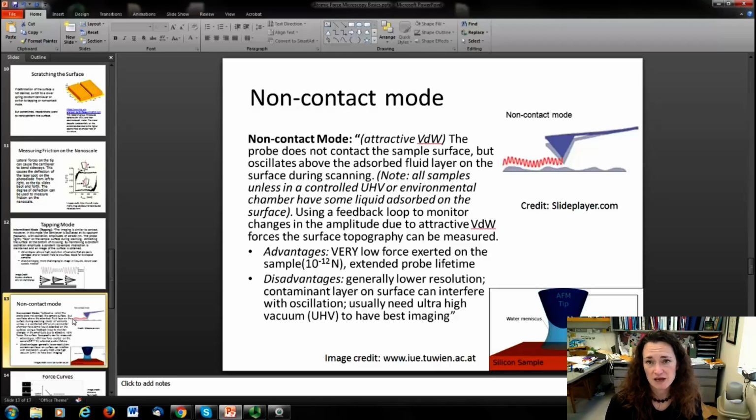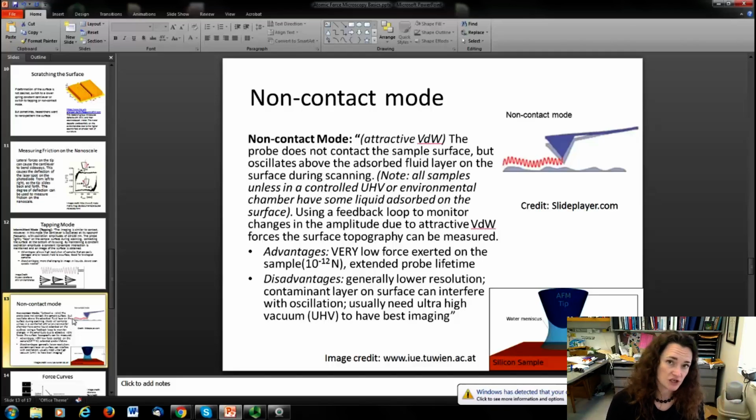It's important to realize or note that all samples that you image in air and ambient conditions have some liquid absorbed on the surface, and this is just due to the humidity in the air. It doesn't have to be you spilled water or put water on the surface. So that's important to remember whenever you're doing AFM. So using a feedback loop, you can monitor changes in the amplitude of oscillation due to those attractive van der Waals forces, and then you can measure your surface topography.